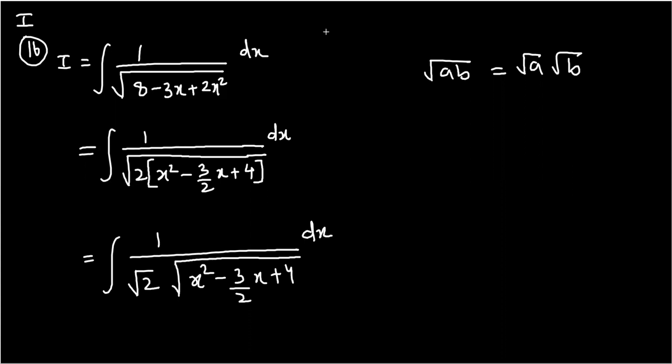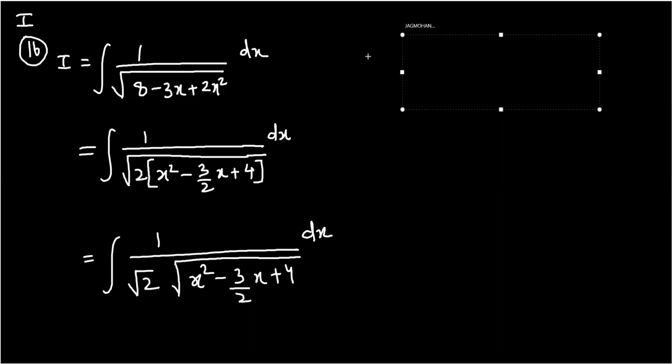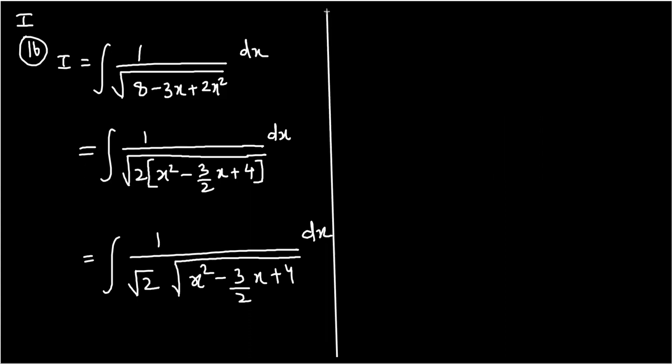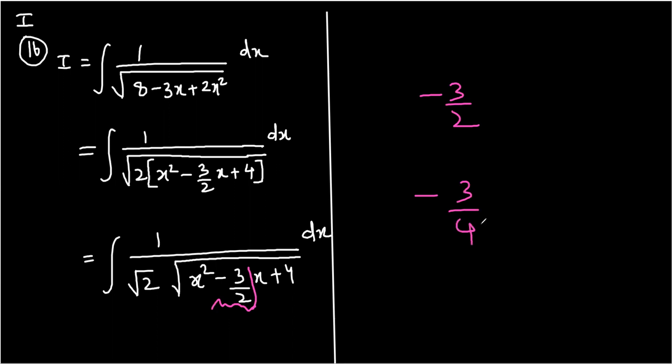Now after this, my aim is to write the content of the square root as a perfect square, and for that I will find out the proper last term. I told you the method for finding the proper last term. As such, you don't have to show the calculation of the last term. You can just calculate it somewhere. The method is you get half of the coefficient of x. What is the coefficient of x? It's minus 3 by 2. What is half of this? It's minus 3 by 4.